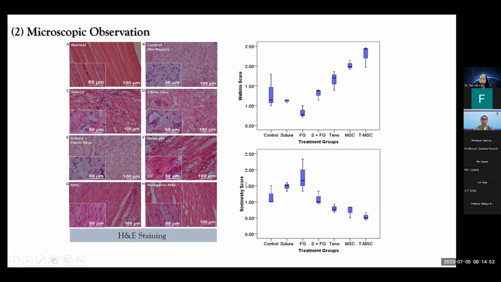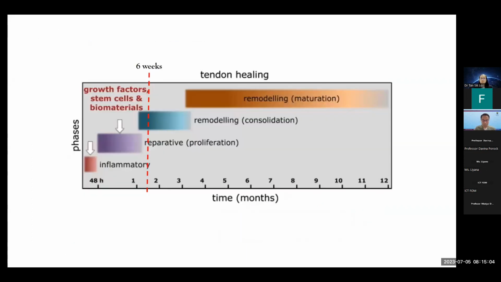And the right side here shows the scoring for the tendon repair based on the Watkins score and the Soslowsky score. For the Watkins score, the higher the score, the better the tendon healing outcome. In the Soslowsky score, the lower the score, the better the healing outcome.